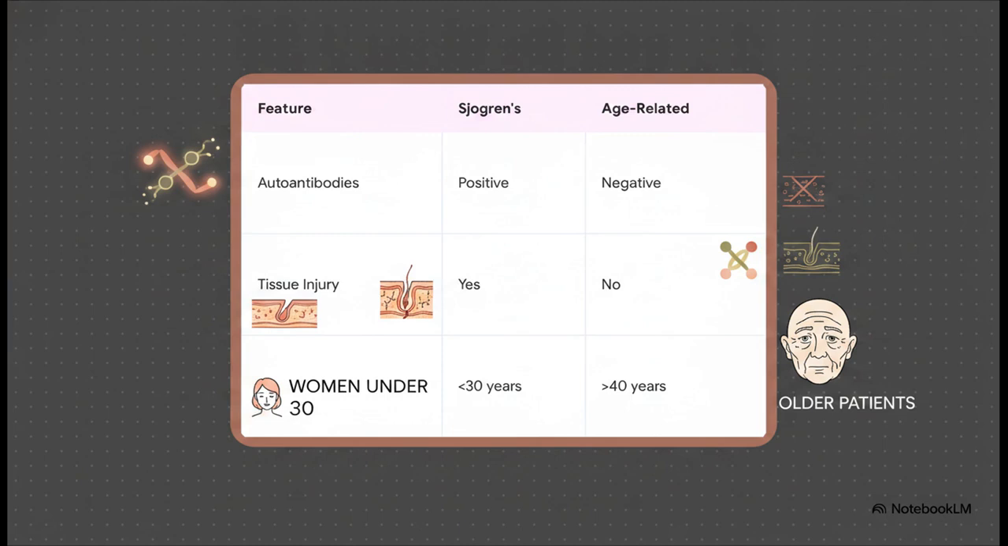Okay, here's another vital autoimmune distinction: Sjogren's syndrome versus age-related dry eye. Sjogren's is defined by positive anti-Ro, also known as SSA, and anti-La, or SSB, antibodies. It frequently causes actual tissue injury or even digital ulcers, and it typically strikes women under 30. Age-related dry eye, on the other hand, lacks those autoimmune markers entirely, has absolutely zero tissue injury, and mainly affects older patients. Simple as that.